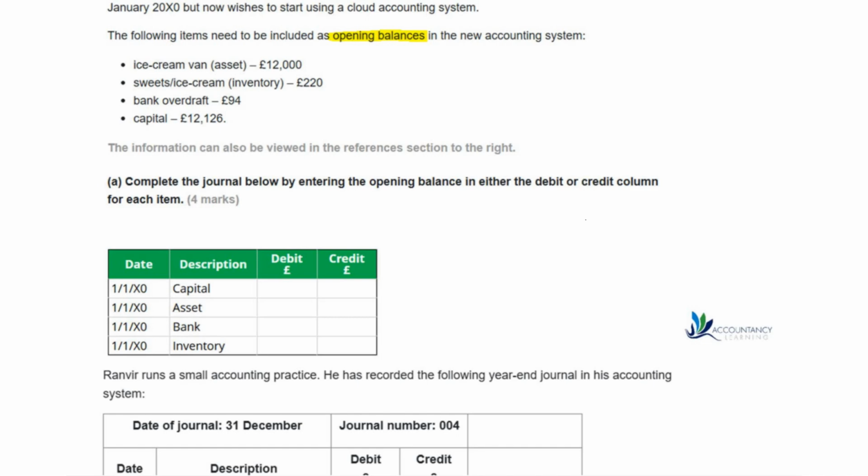So we can do that by making sure that we keep in mind our debit and credit rules. So let's look first at capital. Capital sits on the credit side. So 12,126 credit. We've got the ice cream van, so the asset, that's on our debit side. 12,000.